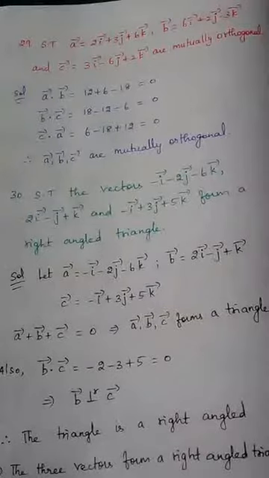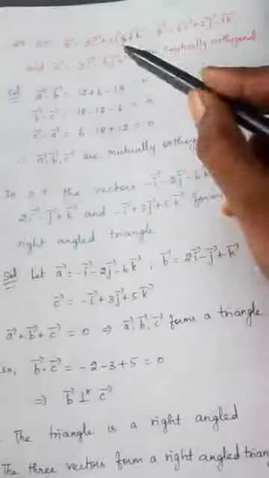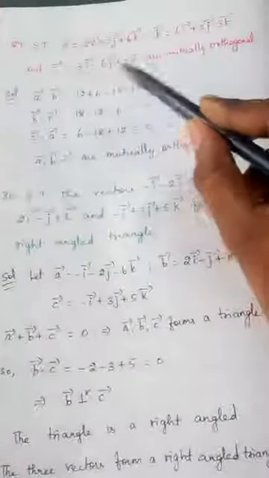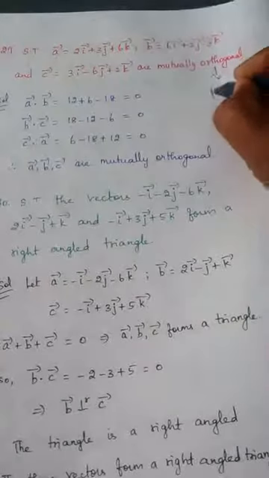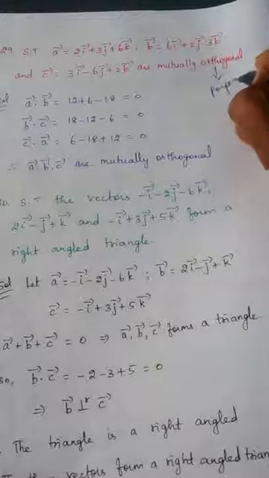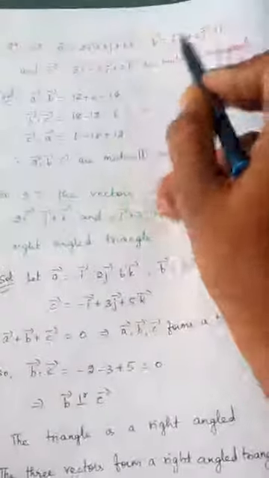Problem number 29. Show that A vector, B vector, C vector are mutually orthogonal. So three vectors A, B and C are given, and we have to prove that those three are mutually orthogonal. The meaning of the word orthogonal is nothing but perpendicular. Don't get confused. Orthogonal means we have to prove that all three are mutually perpendicular to each other.